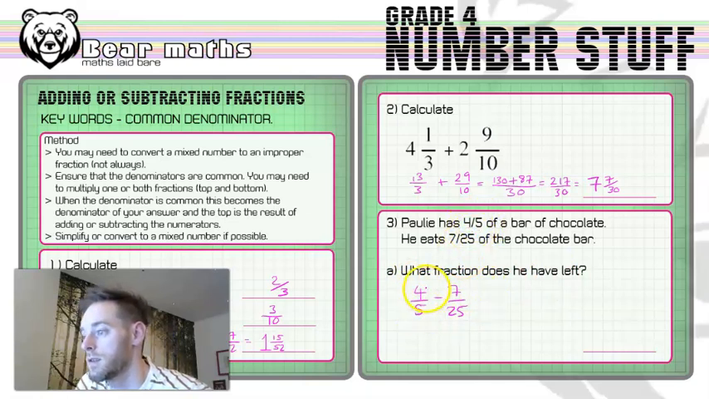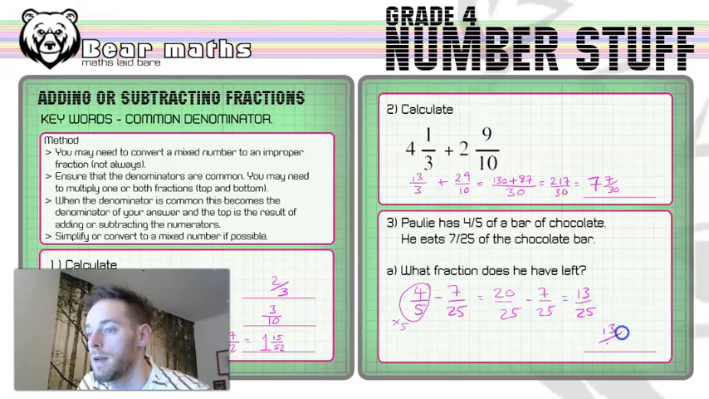So this is just a worded one, but it seems like it's not too difficult. It's not actually as hard as the 1C. It's just the same sort of question as 1B. You're going to multiply that by 5. That's going to give you 20 over 25. Take away the 7 over 25, and that gives us 13 over 25. He has 13/25 of his chocolate bar left.